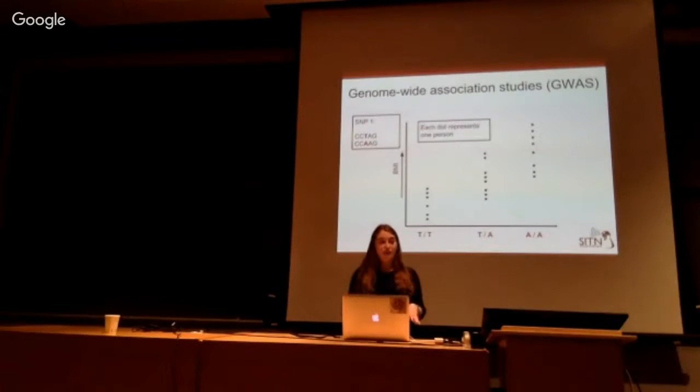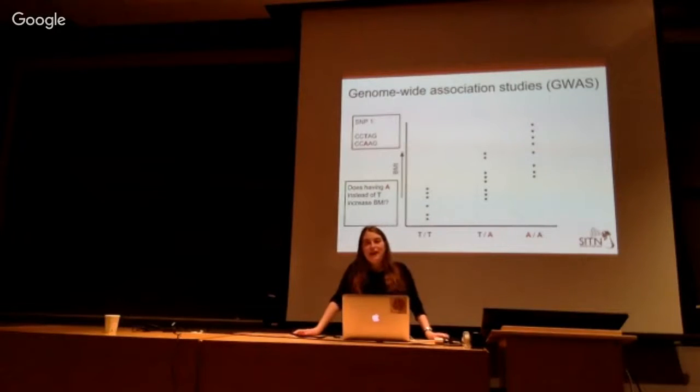So each dot represents 1 person, and the person is plotted against which versions of the SNP they had, against their genotype, or sorry, against their BMI. So you would look at this and you'd say, all right, does having an A instead of a T increase your BMI? And in order to answer that, you would say, does it look like there's a relationship between the x-axis and the y-axis on this graph?